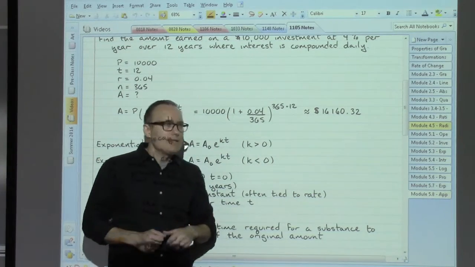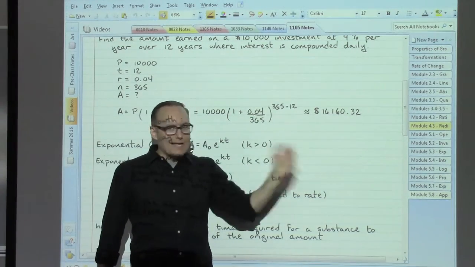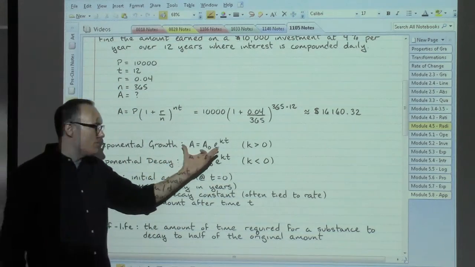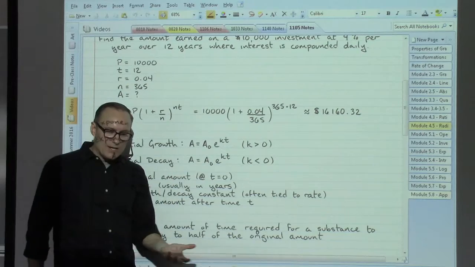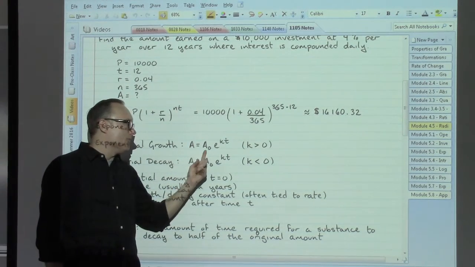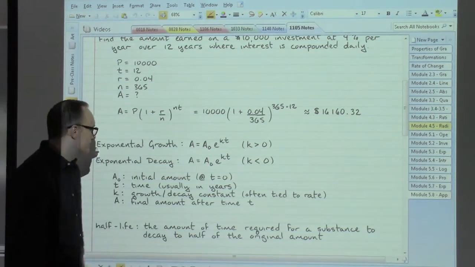If they don't tell me anything, I'm going to round to the nearest penny, because that's just the way that money works. If we're talking about growth and we're talking about bacteria or bunnies, we're going to round to whole numbers if we're calculating a final amount or an original amount.